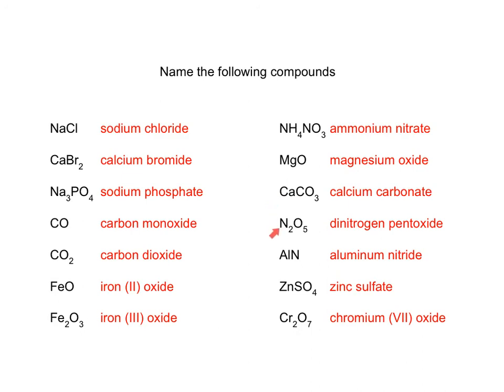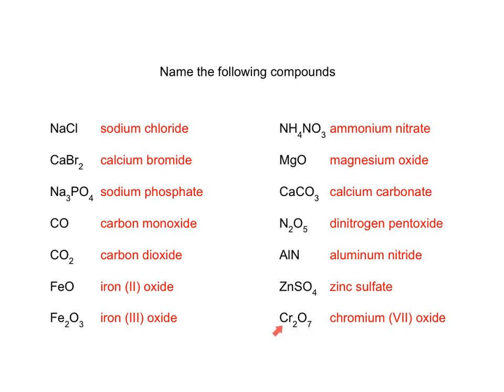Here we have another molecular compound. Nitrogen and oxygen are both nonmetals, so we have to use our prefixes: 2 nitrogens for dinitrogen, 5 oxygens for pentoxide. An ionic compound using aluminum and nitrogen for aluminum nitride. Zinc sulfate. Remember that zinc is a transition metal, but it is one of our only exceptions where we do not have to use the Roman numeral because the charge on zinc is always +2.